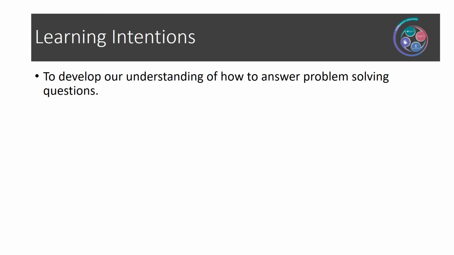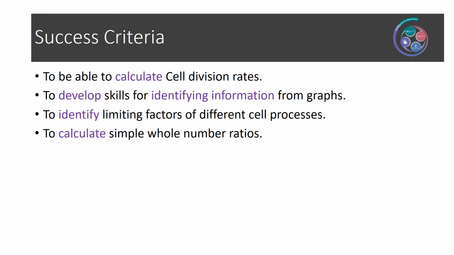So, our learning intention for this lesson is to develop our understanding of how to answer problem solving questions. Our success criteria are firstly to be able to calculate cell division rates. Secondly, to develop skills for identifying information from graphs, to identify limiting factors of different cellular processes, and finally, to calculate simple whole number ratios.